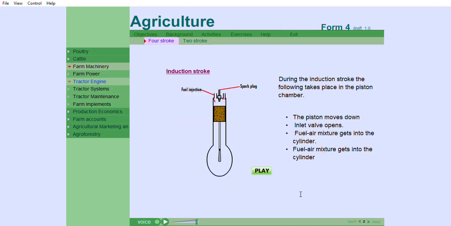Induction stroke. During the induction stroke, the following takes place in the piston chamber. The piston moves down, inlet valve opens, fuel-air mixture gets into the cylinder.